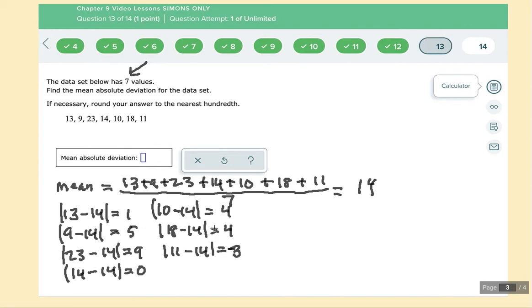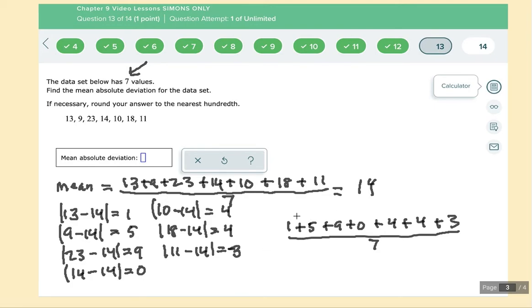Now the final step is you take all of these numbers and add them up. I'm going to put the 0 in, even though I know what's going to happen, so that you can see that you're still adding up 7 numbers and finding an average again. Now the average you're finding is the average of the distance each number is away from the mean. This is 1 away, this is 5 away, this is 9 away, that's 0 away, 4 away, 4 away, and 3 away. It doesn't matter if it's greater than it or less than it. It's the distance away from it.